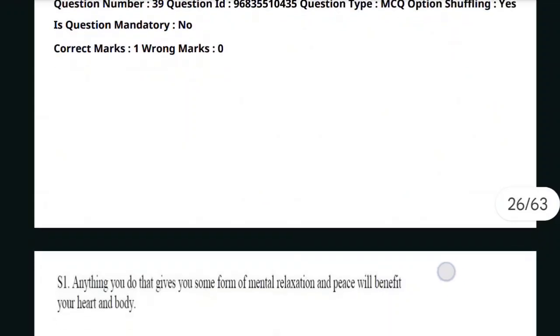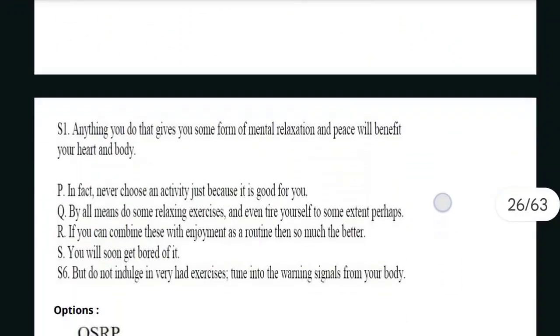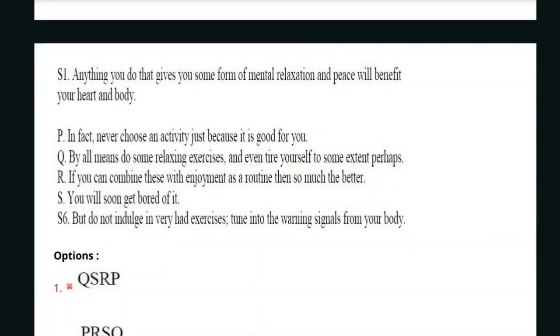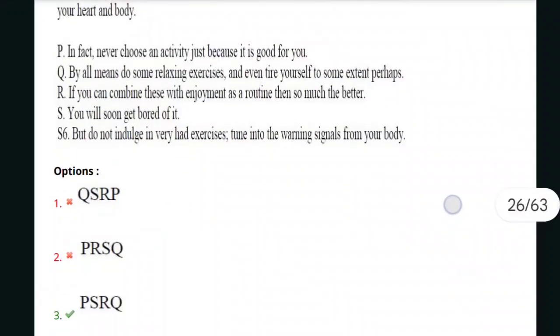Let's move towards the 39th question. Again, the question is on arrangement of the sentences. Here they gave us again 6 sentences. Here the first and sixth statement, S1 and S6, are going to be correct, but we need to arrange the middle sentences. Those are PQRS in the order. Let's look at the options first.